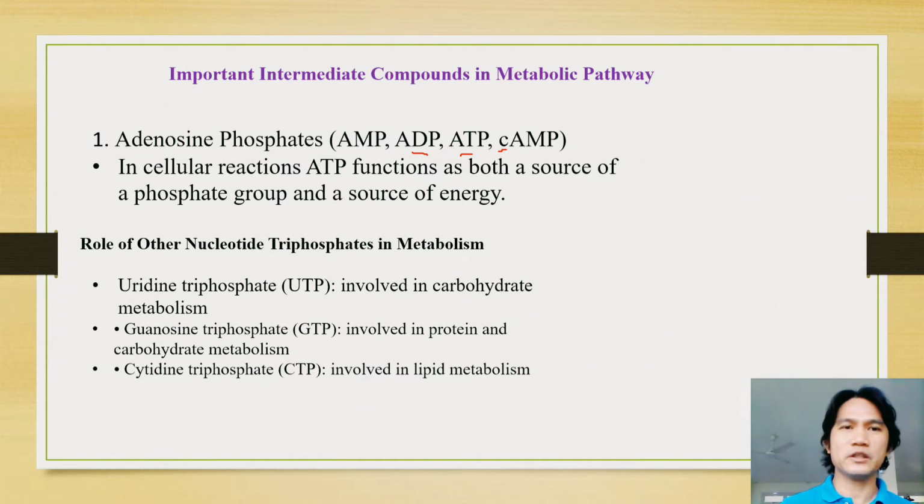Aside from adenosine phosphates, there are also other nucleotides that are involved in metabolism. So these are nucleotide phosphates, such as UTP or uridine triphosphate, which is involved in energy metabolism. We have GTP or guanosine triphosphate, involved in protein and carbohydrate metabolism. We have cytidine triphosphate, which is involved in lipid metabolism.